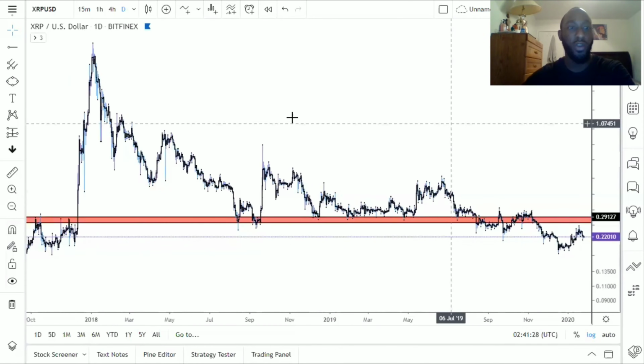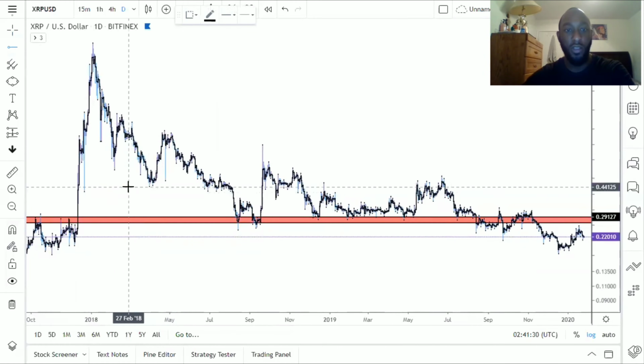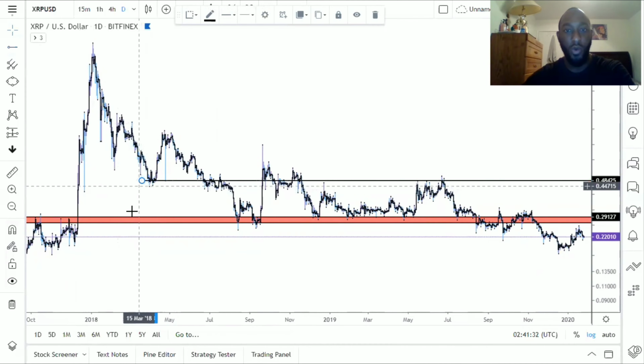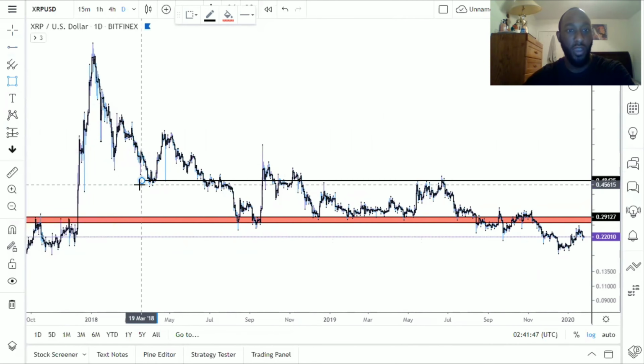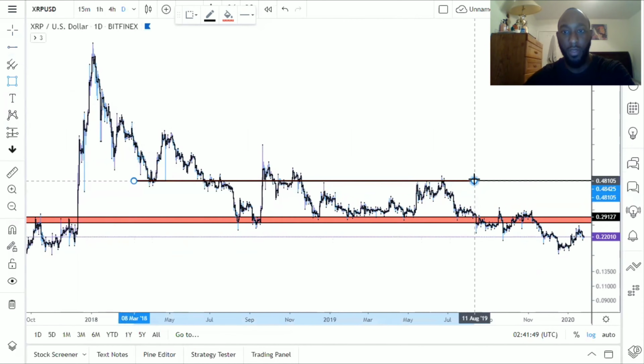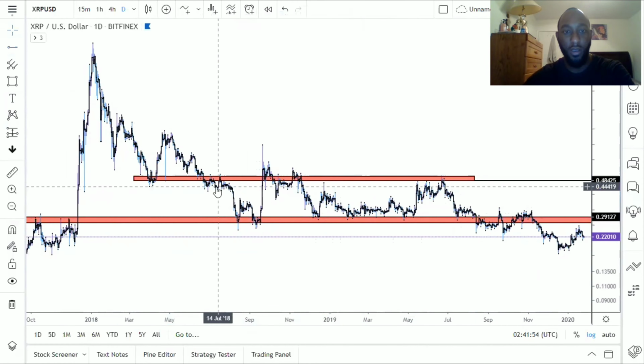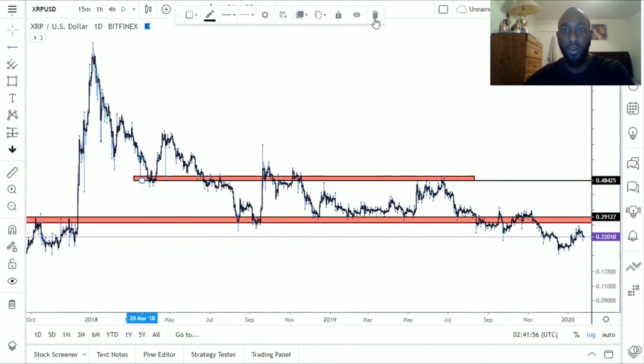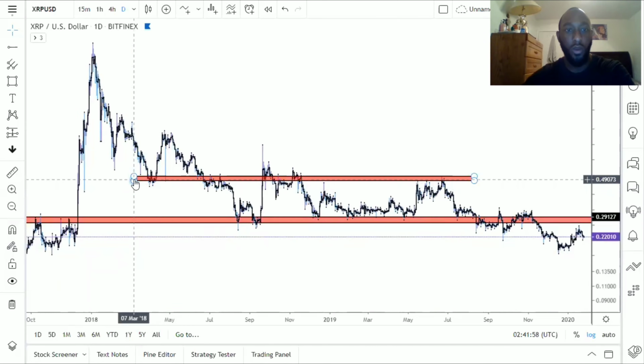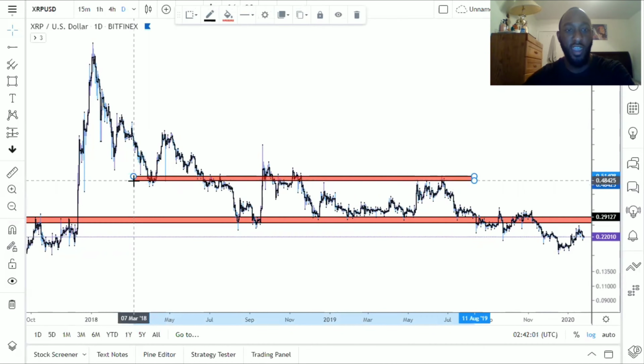Where's another area that we could identify? Let's see. Boom, right there. Touches in here, touches in here, a touch here, and a touch here. So we could zone this area as well. So let's go ahead and do that. About right here. So we don't need this line anymore. And you could always adjust it however you would like.